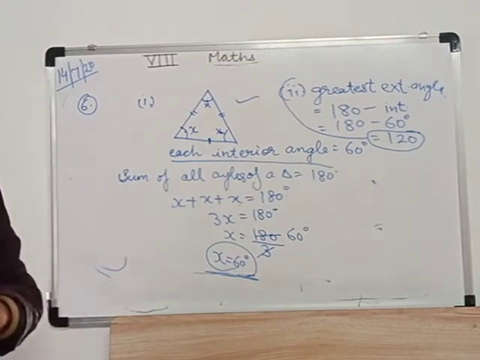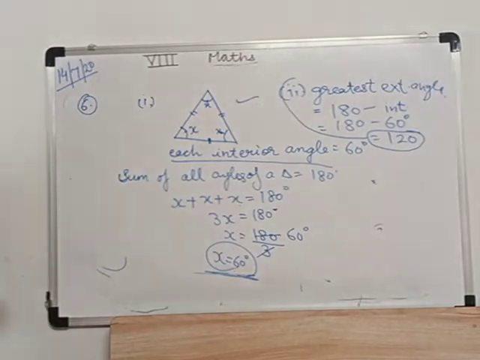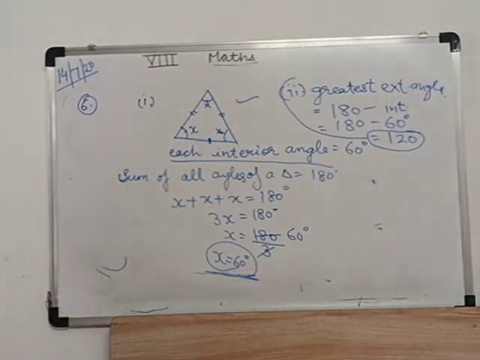Understood? This is all about our exercise 3.2. This is a very easy exercise. Now we have already learnt about kinds of quadrilaterals, means quadrilateral shapes, their types and properties, like rectangle, square, parallelogram, trapezium. So next we start with our next exercise, number 3.3.